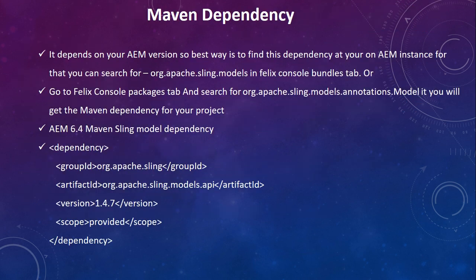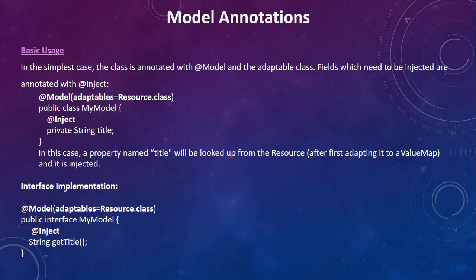Now just come here. The first one is your Model annotation. Consider you have simply one class, a public class, and this is your A class. Now you want to convert it into a Sling model. How can we recognize that this class is a Sling model? For that we simply have to use the @Model annotation. Once you write this, your class will be converted into a Sling model.